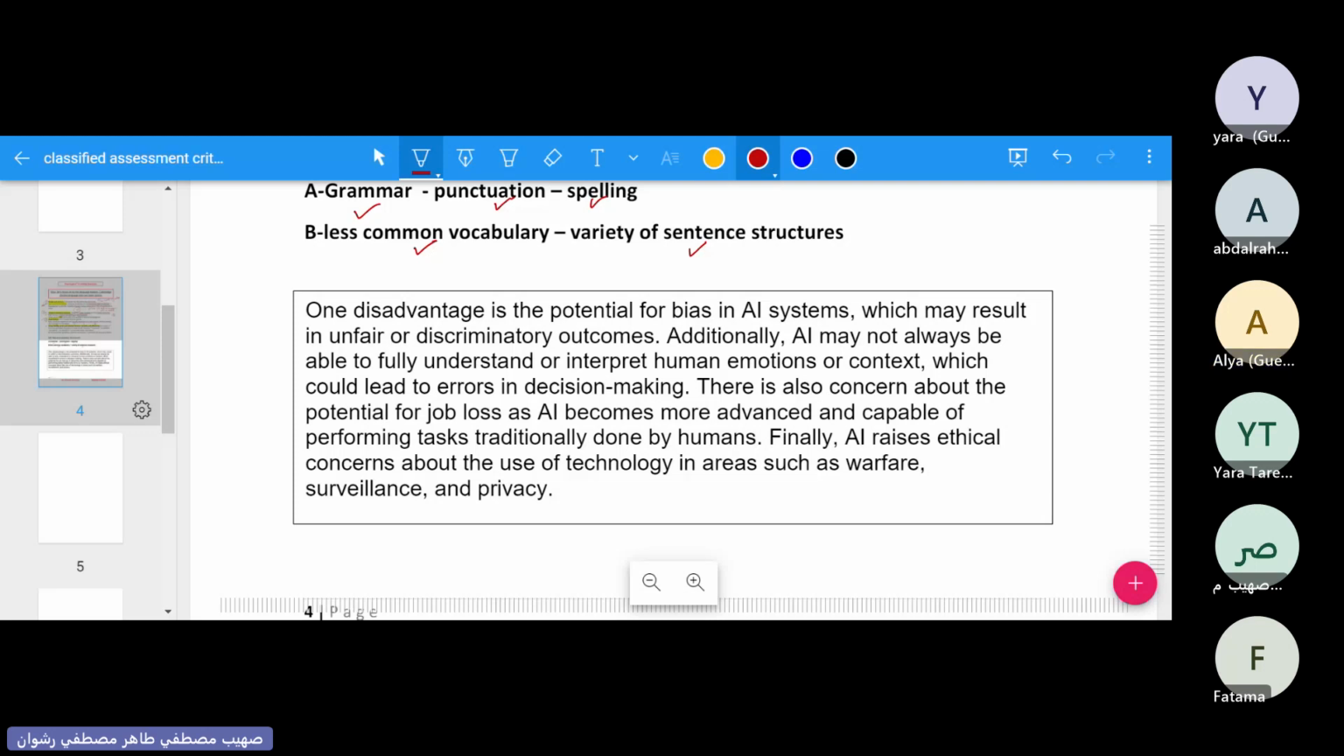One disadvantage is the potential for bias in AI system, which may result in unfair or discriminatory outcomes. Additionally, AI may not always be able to fully understand or interpret human emotions or context, which could lead to errors in decision making. There is also concern about the potential for job loss as AI becomes more advanced and capable of performing tasks traditionally done by humans. Finally, AI raises ethical concerns about the use of technology in areas such as warfare, surveillance, and privacy.